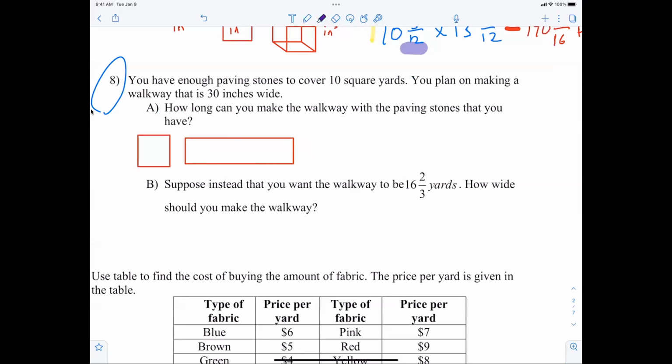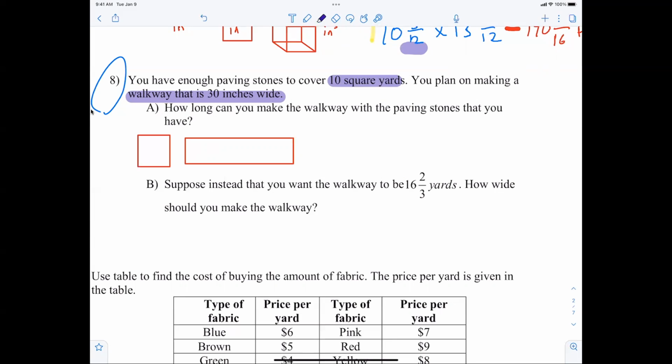Now, the problem right off the bat is that I have 10 square yards and I have a walkway that I want 30 inches wide. So what's the problem? Well, 10 square yards. A yard is like 36. You are amazing, girl. So listen to what she's saying. It's exactly correct. The units are different. You can't have yards and then talk about inches. So you've got to convert. In my opinion, you either convert to inches or you convert to yards.